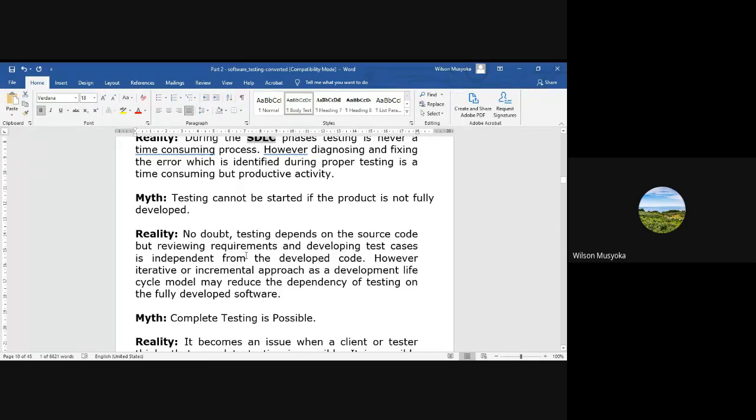So when you are testing a system which is fully developed, that is always at the highest level, or at the user level, where they are actually testing whether they accept the system or not.